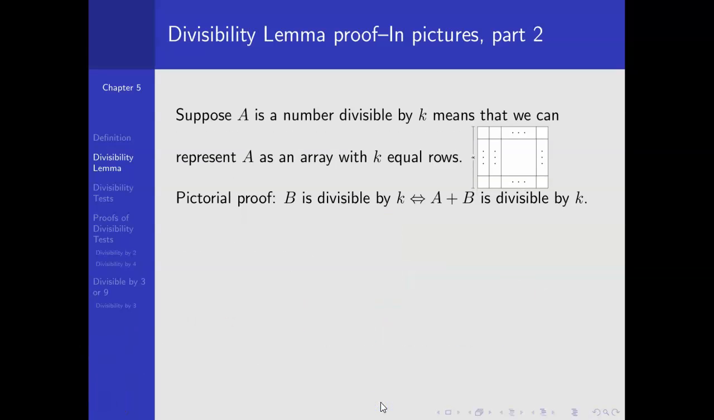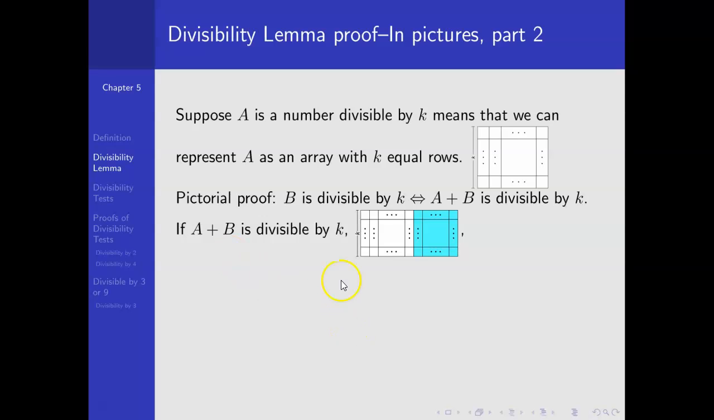Now, in the other part of this, we're still assuming that a is divisible by k, which means we can represent a with k equal rows. And we're going to assume this time that a plus b, the whole thing, is divisible by k. And we're going to see how we can pull that apart to show that b by itself is divisible by k.